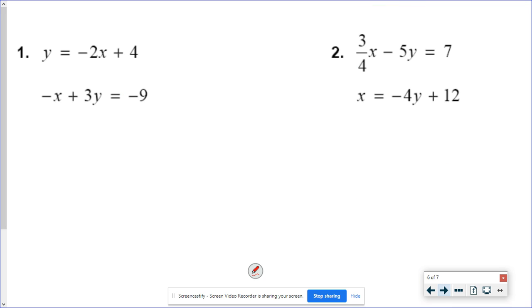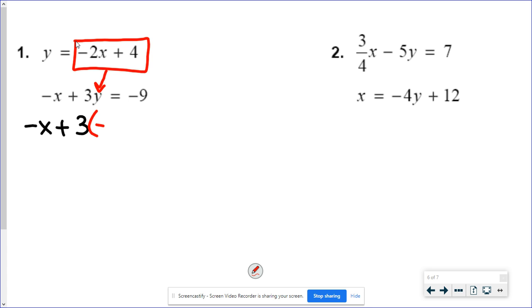On these last problems, the top equation has the y all by itself. This will go in place of the y. Again, I'm going to do both of these problems very quickly. Feel free to pause and try the problems on your own if you want to. So I'm going to have negative x plus 3, and then instead of a y, that's what my y was, equals negative 9. So I just took the y out, I put the stuff in place of the y.